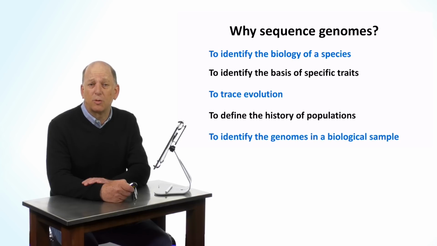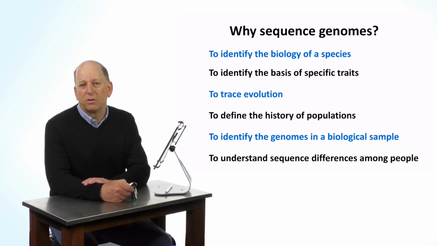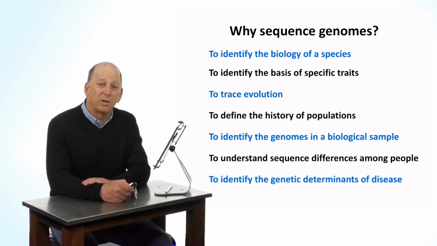Genome sequencing has also been used in biological samples to reveal what organisms are present and their abundances. This has been done for the gut microbiome, for example, as well as in samples of water from regions of the ocean. Understanding sequence differences among people can provide insight into their relatedness and origins. And of course, when there is a genetic disease, genome sequencing is an effective way to determine the molecular basis of the disease and develop rational treatment strategies.